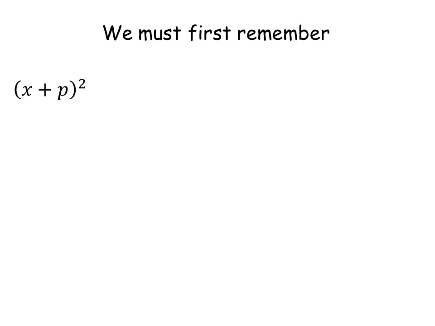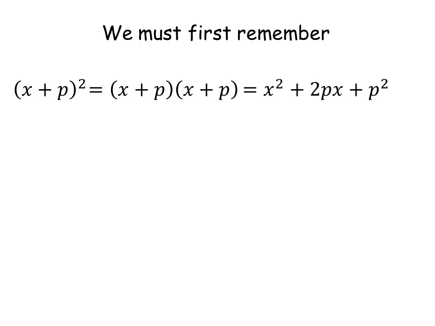First thing I'd like us to remember is when we say x plus p all squared, what do we do? What is our result? Well, that is equal to (x plus p) multiplied by (x plus p), which gives us x squared plus 2px plus p squared. If you don't know how we got this, then I recommend that you look at another video on FOIL, F-O-I-L, and on multiplying two terms in brackets.